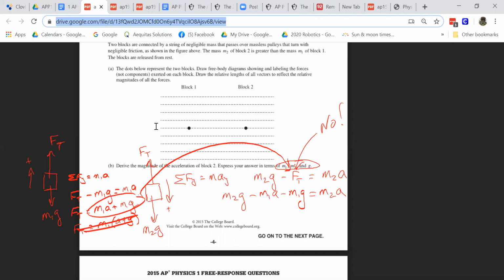So I'm going to add M1A to the other side. So that gets rid of it. Now I'm going to factor out the A and divide. So A is going to be equal to M2 minus M1 times G over M1 plus M2. And there we go.